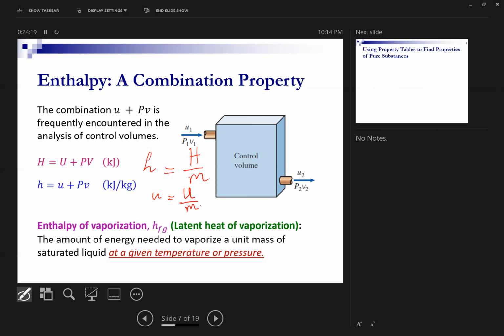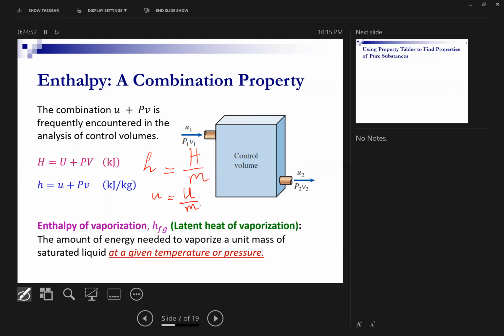Later, we will learn much more about enthalpy and what it is. But for now, just keep one thing in mind. The latent heat of vaporization of any pure substance equals the change in its enthalpy from the saturated fluid to saturated vapor, right?